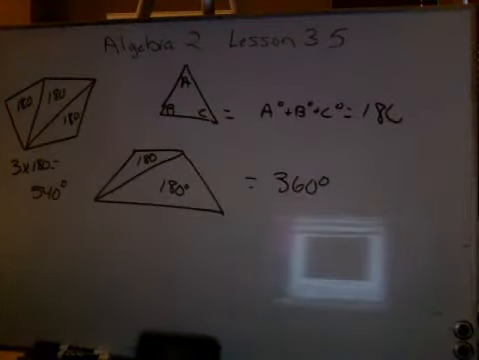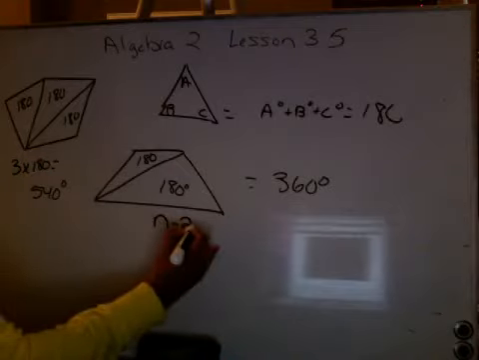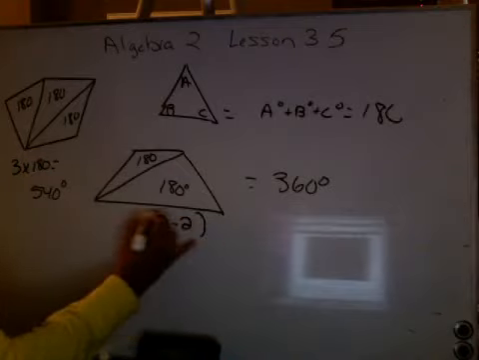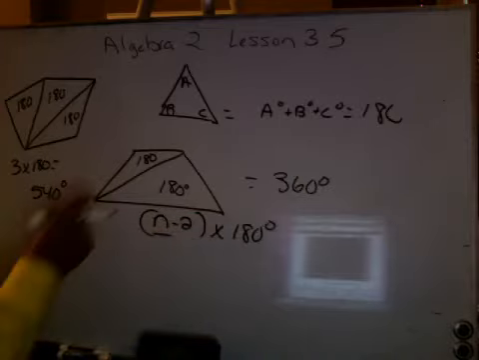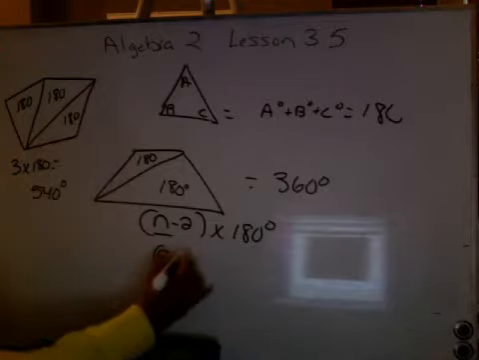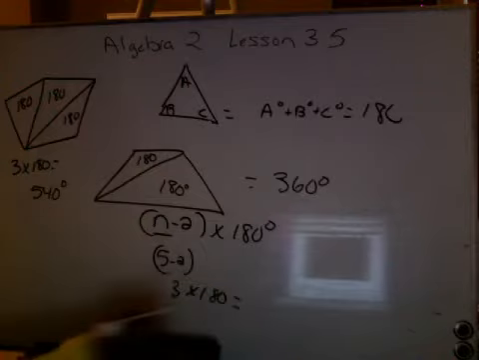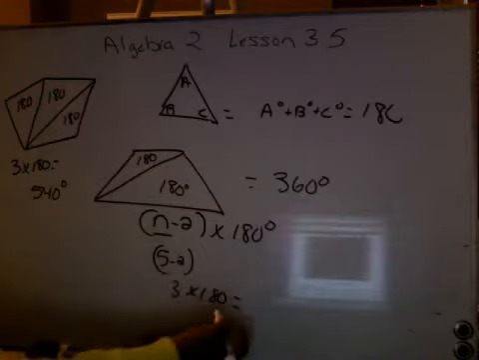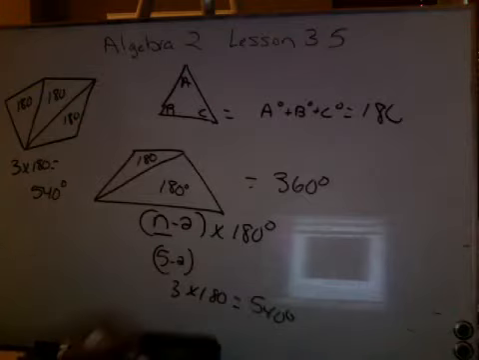So we can use this little formula that says n minus 2 times 180 degrees, n being the number of sides. So if it's 5-sided, we do 5 minus 2 is 3, and then multiply times 180, so the interior angles have to equal that total, which is 540 degrees.